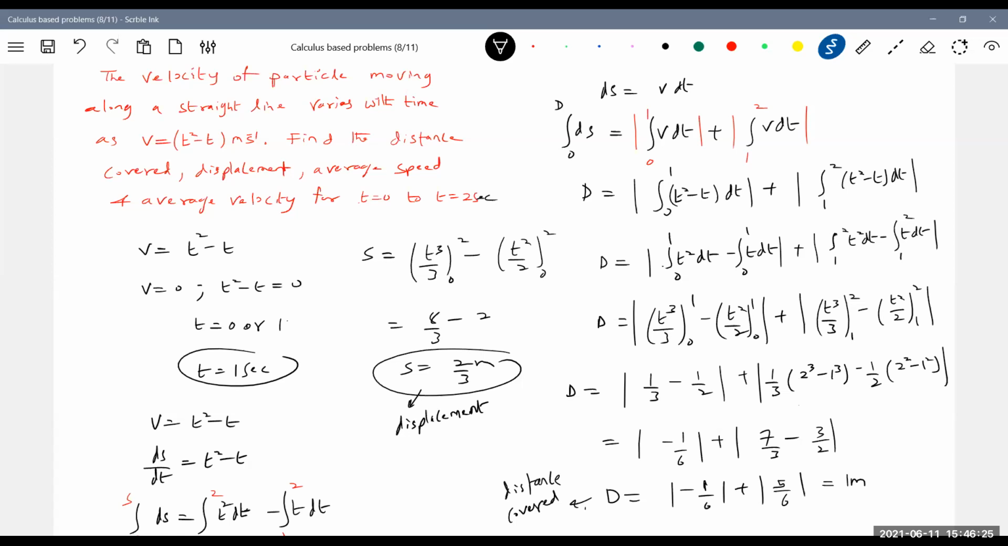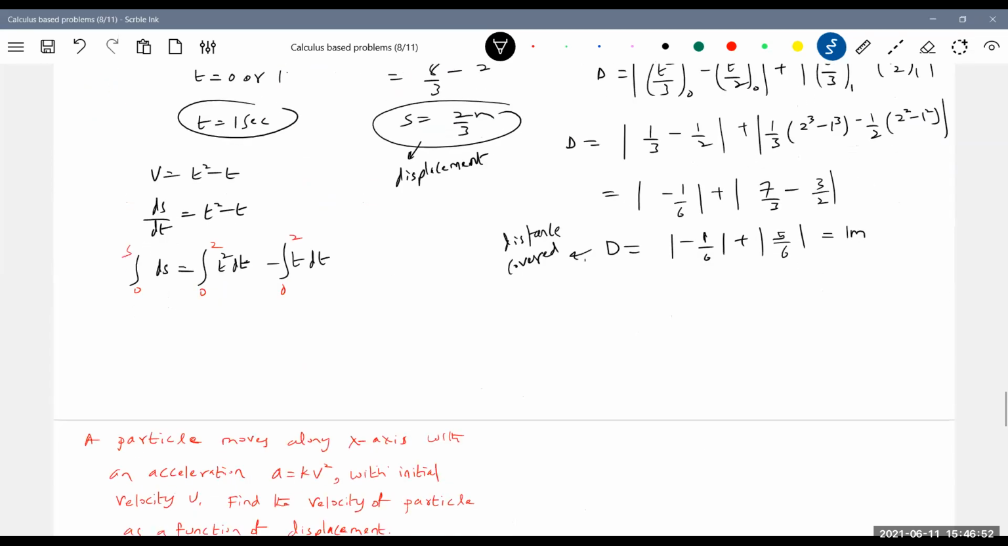So first it will start moving towards left. Then after 1 second it will change direction and start moving towards right. Now average speed, average velocity. I think this will become very easy after this. What is average speed? Distance covered by time taken. Average velocity, displacement by time taken.